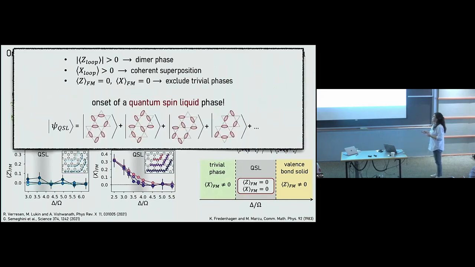So to recap, what we saw is that we have finite expectation values for the Z closed loops, and finite expectation values for the X closed loop, which means that we are in a dimer phase with coherent superpositions of dimer coverings. And finally, we measure these FM order parameters to exclude nearby trivial phases. So putting all this together, we can conclude that we are observing the onset of this quantum spin liquid phase that we were looking for.